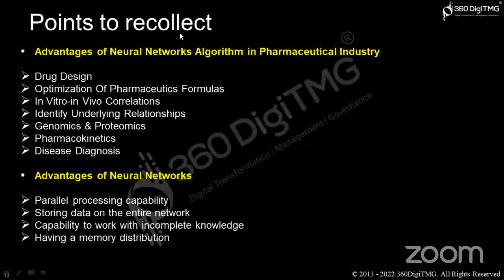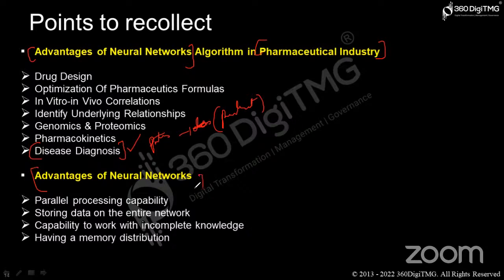Now we have seen different points, including the advantages of neural network algorithms in the pharmaceutical industry. There are several advantages. Now we are going to see a use case where we have tried to do disease diagnosis. We have used some patient data and tried to predict the patient information from this data.